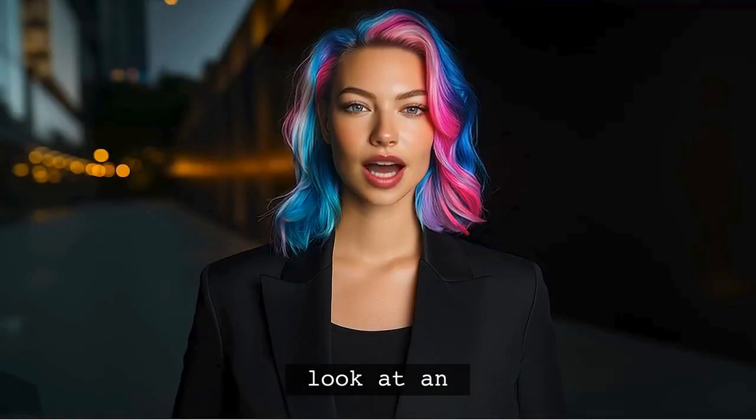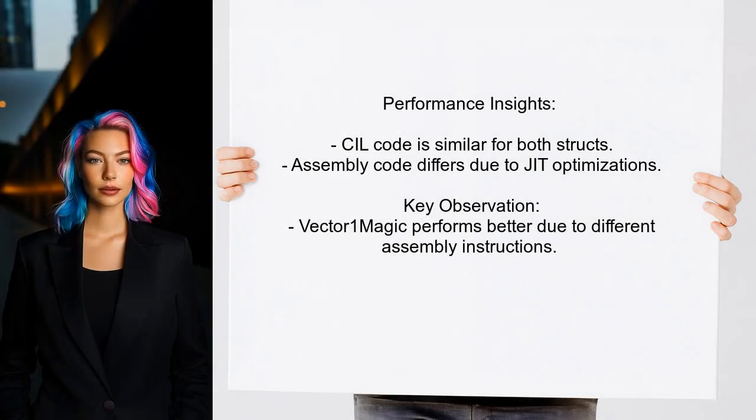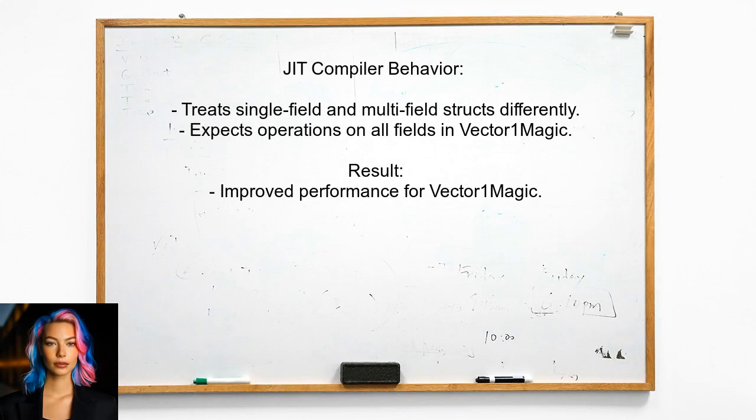Let's take a look at an answer from another user. This user explains that the performance difference between the two structs is due to how the just-in-time compiler optimizes assembly code. They note that while the common intermediate language code is similar, the assembly code generated for the Vector1 and Vector1Magic structs differs significantly. They highlight that the JIT compiler treats structs with multiple fields differently, which leads to better optimization for VectorMagic. The compiler seems to expect operations on all fields, even unused ones, which improves performance.